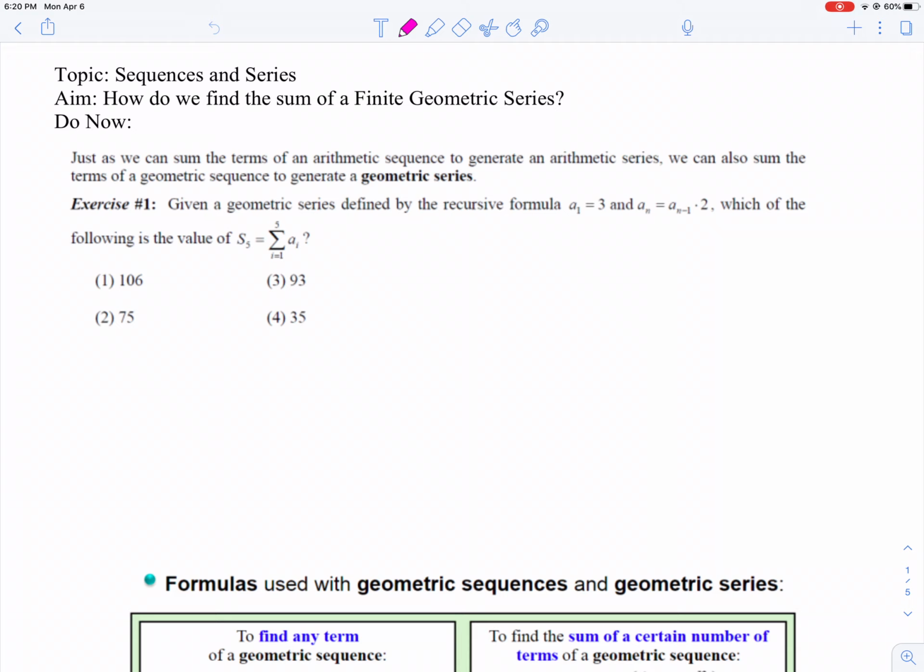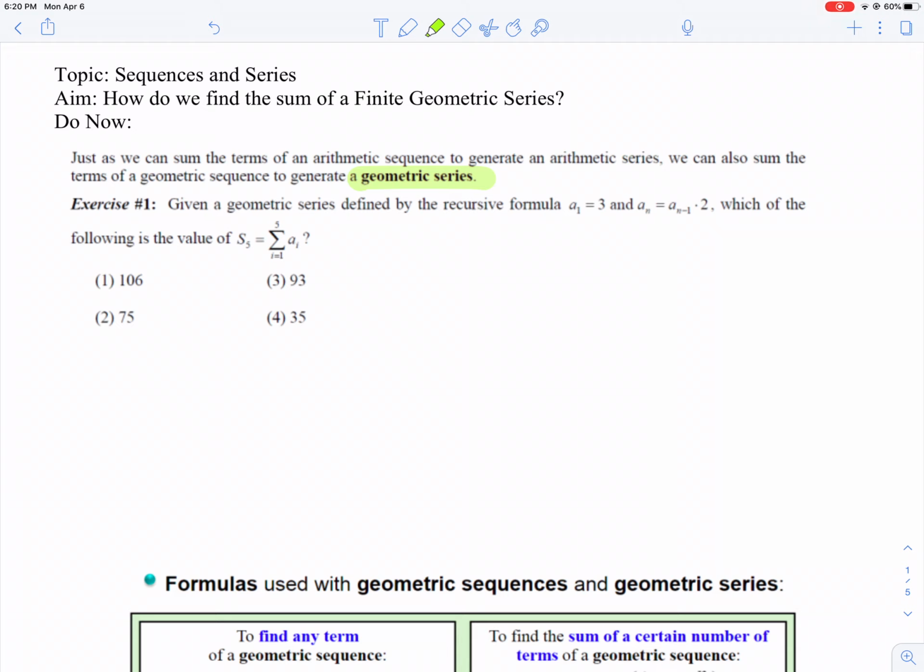So, in example number 1, they're actually asking you to find the geometric series. All that means is the sum of the terms of a geometric series. Just like yesterday we talked about an arithmetic series, which just means the sum of the terms of an arithmetic sequence. So we are going to take a geometric sequence and add up all the terms that they're talking about to find our geometric series. Okay, that's all that is. We're going to generate a geometric series.